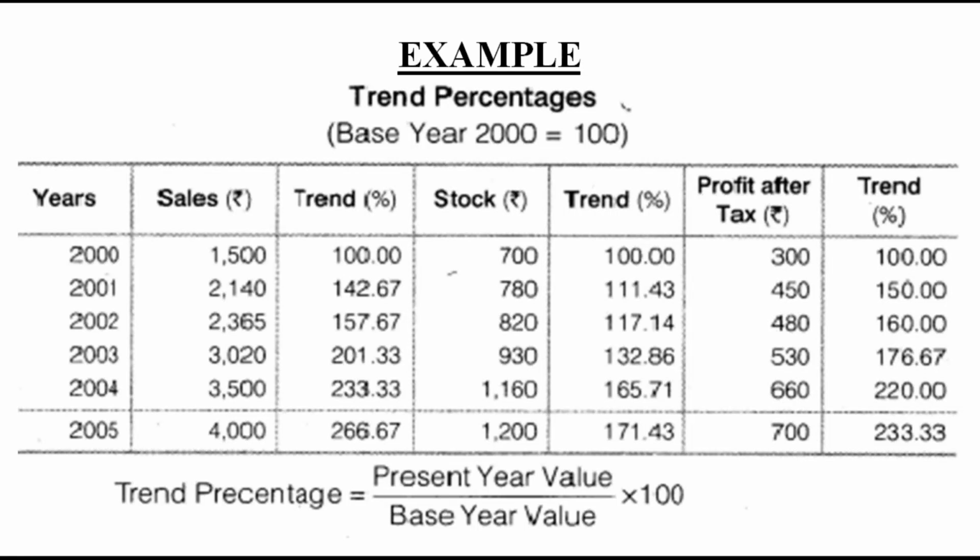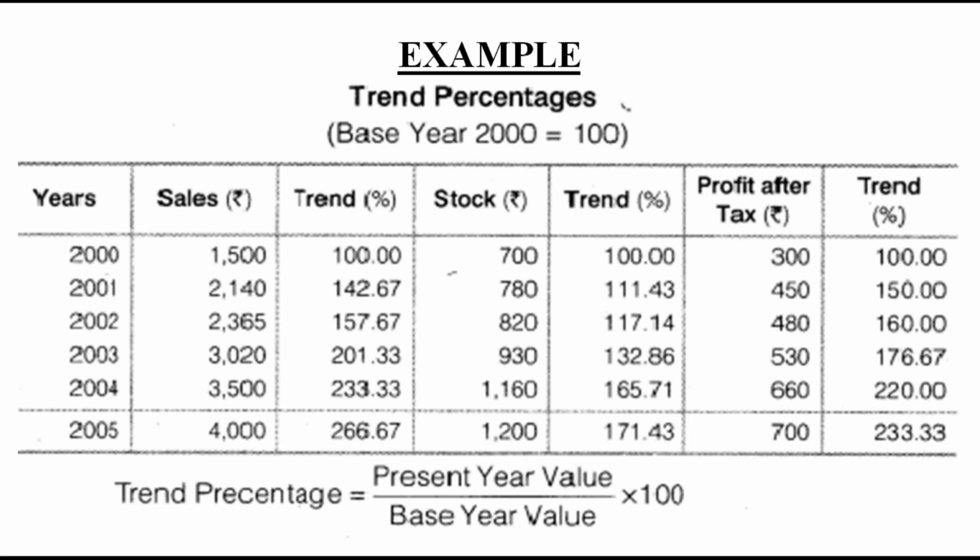This is an example of a trend percentage. Here the base year is 2000, so the base year trend is 100%. Means 1500 by 1500 gives you 100%, whether it is sales, stock or profit. For 2001, the amount of that year, that is sales, will be divided by 1500. For the next year, the amount of sales is divided by 1500; for each year, whether 2001, 2, 3, 4 or so on, the present year value is divided by the base year value, and to calculate percent, it is multiplied by 100. Whether it is sales, stock or profit after tax, this is how trend percentages are calculated.